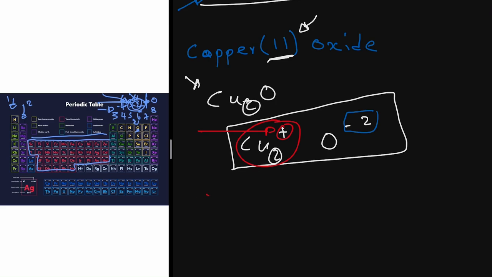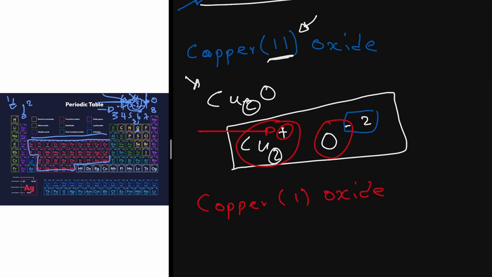So now to name this, we're going to say we have copper 1, and then we label the non-metal, which is oxygen, so it's going to be copper 1 oxide. So remember, the last part always changes to IDE.